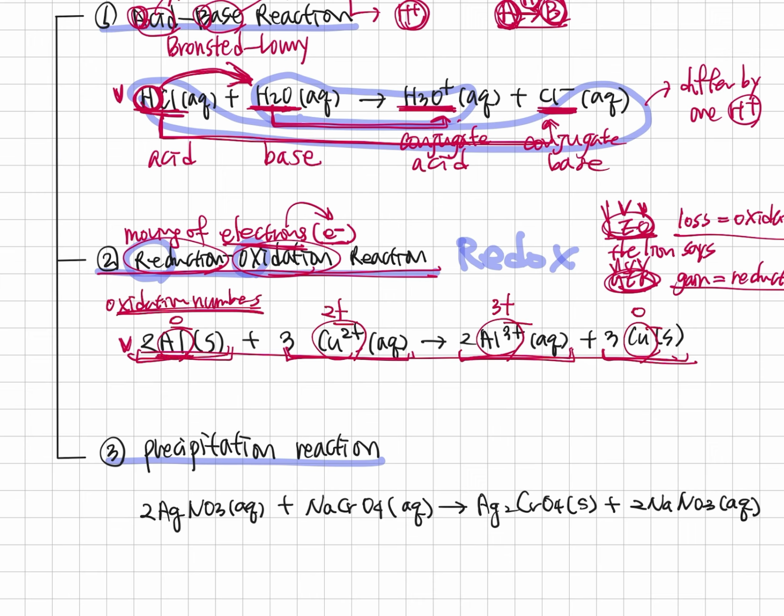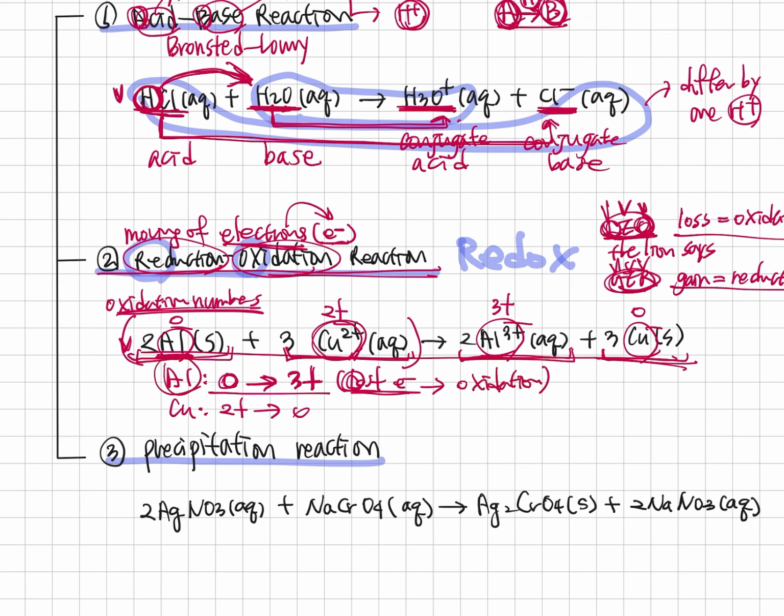So if we look at the Al here first, before it reacted, it was a 0, but the oxidation number changed to a 3 plus. And for the Cu, before it was a 2 plus, but it became a 0. So in this case, because Al went from 0 to a positive number, it lost electrons. So think about Leo, loss equals oxidation. So the Al, aluminium, has oxidized in this case.